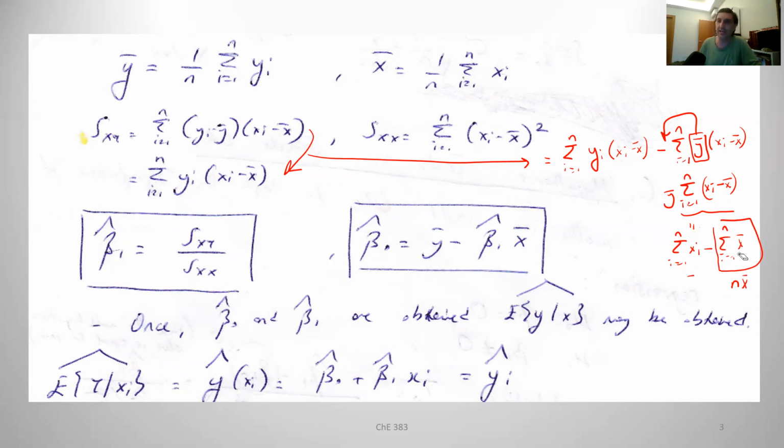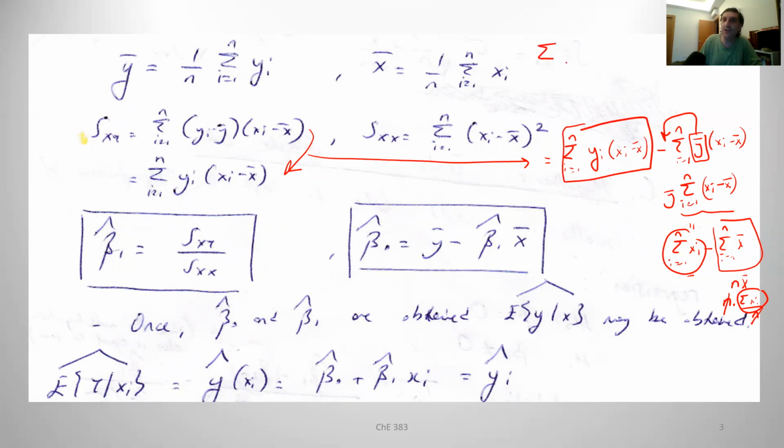Or if you still don't like it, instead of x bar, we can write it here as the sum of xi over n. N will cancel, and we are going to end up with the summation of xi values. So if you subtract them, this is going to be 0. Therefore, this can also be written in this fashion.